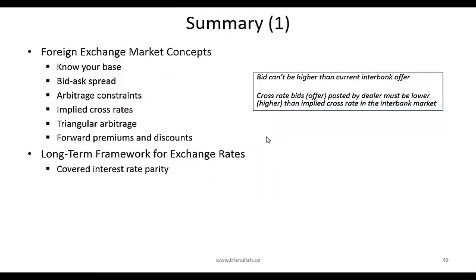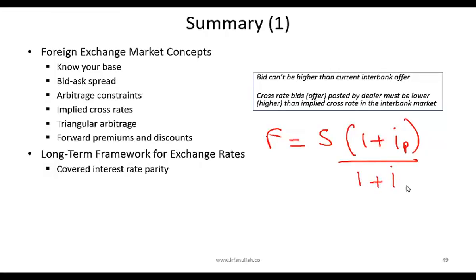This is essentially the following relationship. The forward rate is equal to the spot rate times 1 plus the interest rate in the price currency over 1 plus the interest rate in the base currency. And then if this is for a 90-day period, you de-annualize, so you multiply both the interest rates by 90 over 360. This particular relationship must hold by arbitrage. If this relationship doesn't hold, then there is an arbitrage profit which can be made. That's why this is called covered interest rate parity.